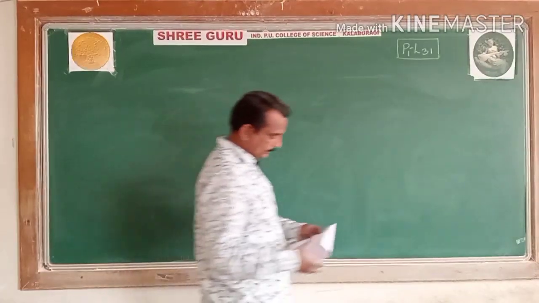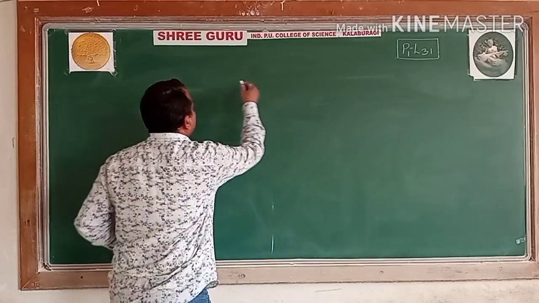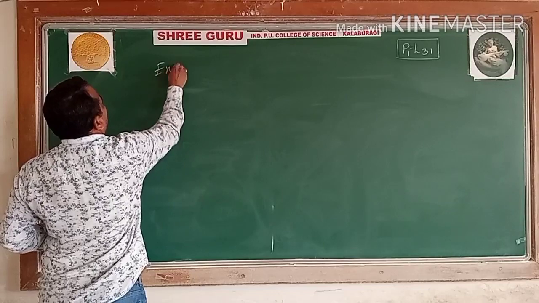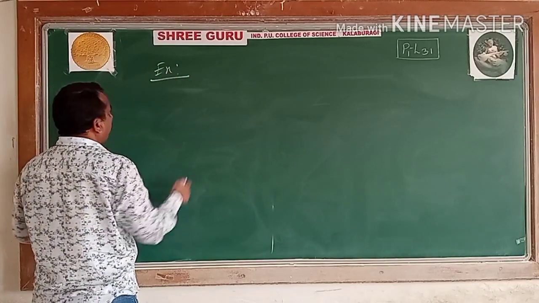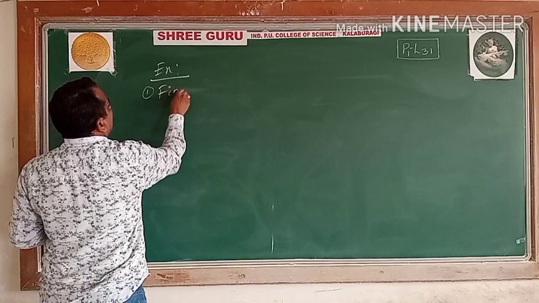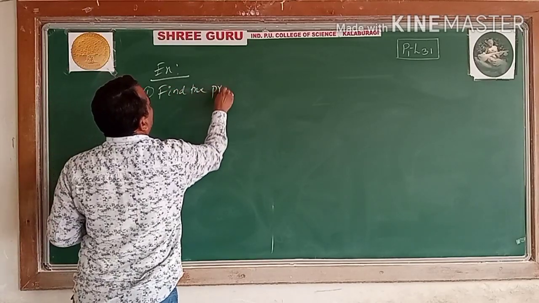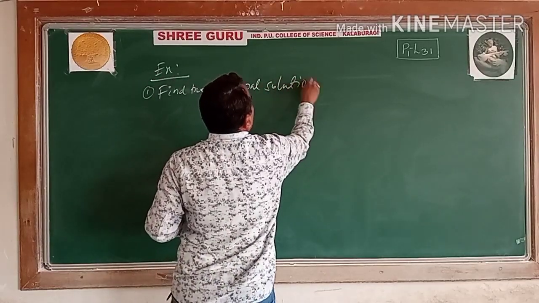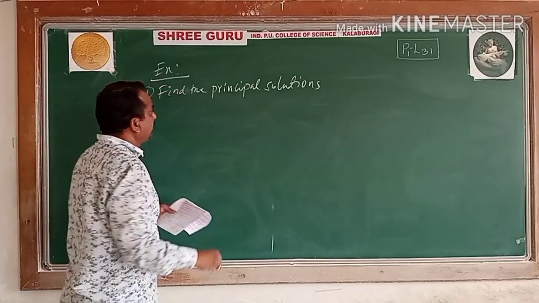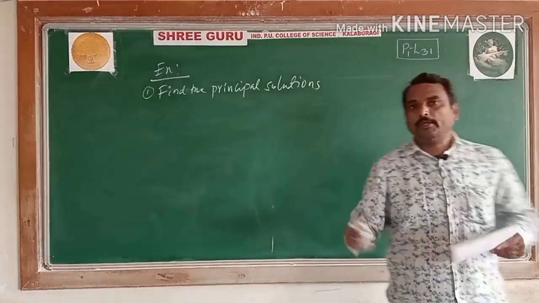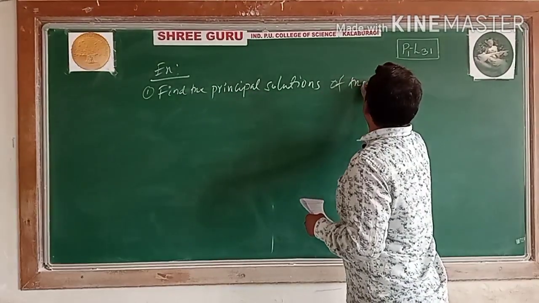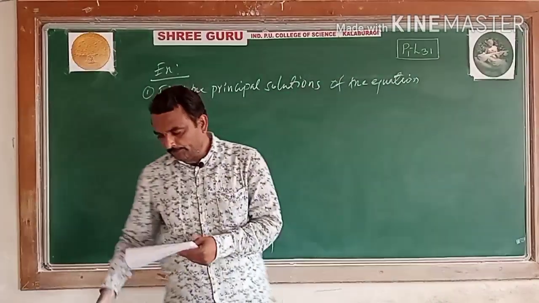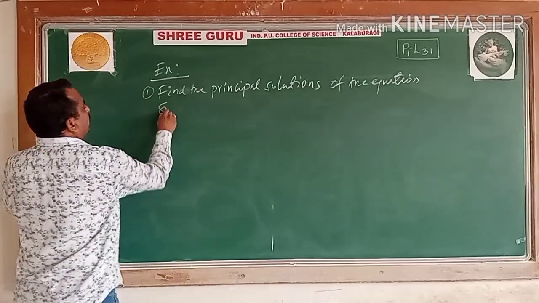Now come to the examples. Let us go for the examples on these trigonometric equations. Let us see some examples. We will calculate, students. Find the principal solutions. Just as we have discussed regarding the principal solutions, find the principal solutions of the equation sin x equal to root 3 by 2.